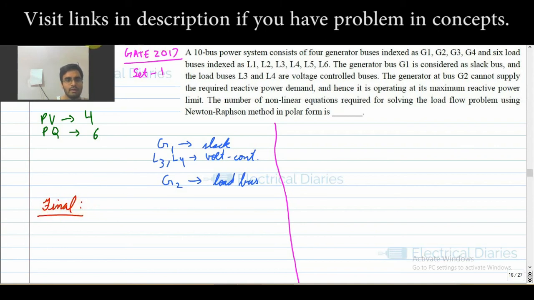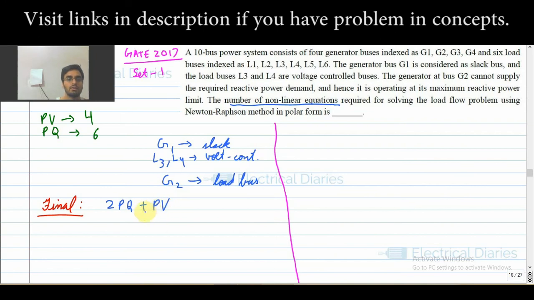Always remember that we usually apply this formula in these questions: 2PQ plus PV. This gives us the order of the Jacobian matrix. Here it is asked the number of non-linear equations. So if the order of the Jacobian matrix comes out to be, for example, 100 by 100, your number of non-linear equations will be 100. So always remember this, 2PQ plus PV. Somehow you have to find out which are the generator buses and which are the load buses, and that way you solve the question.